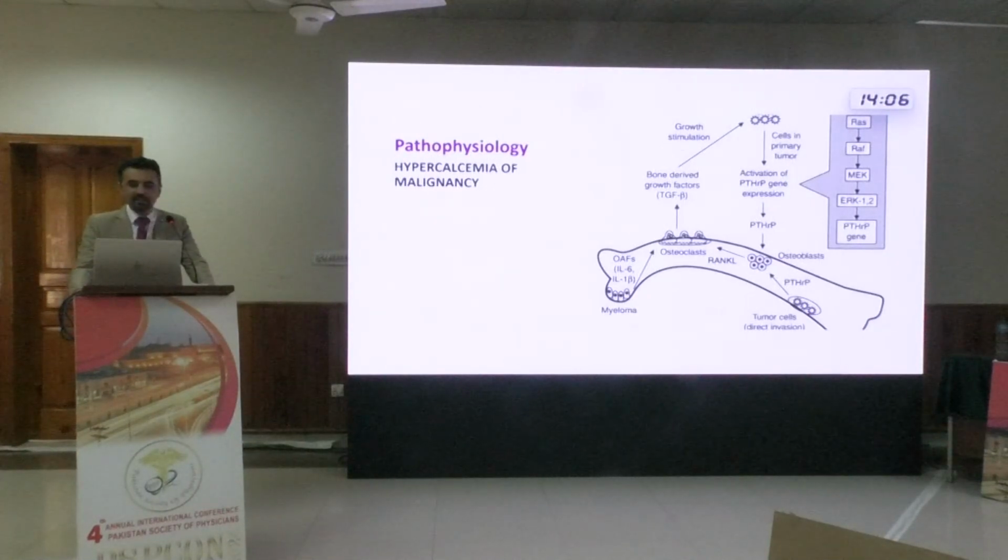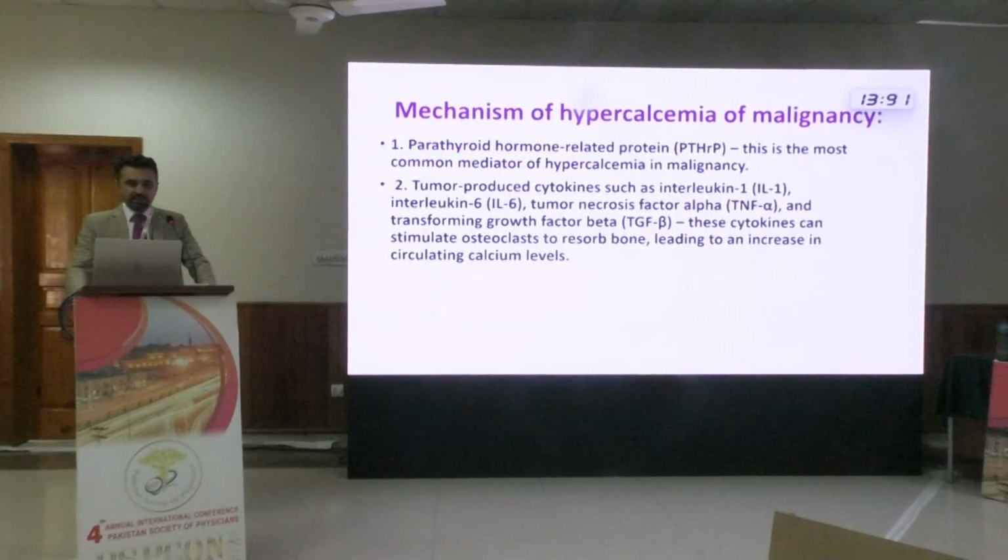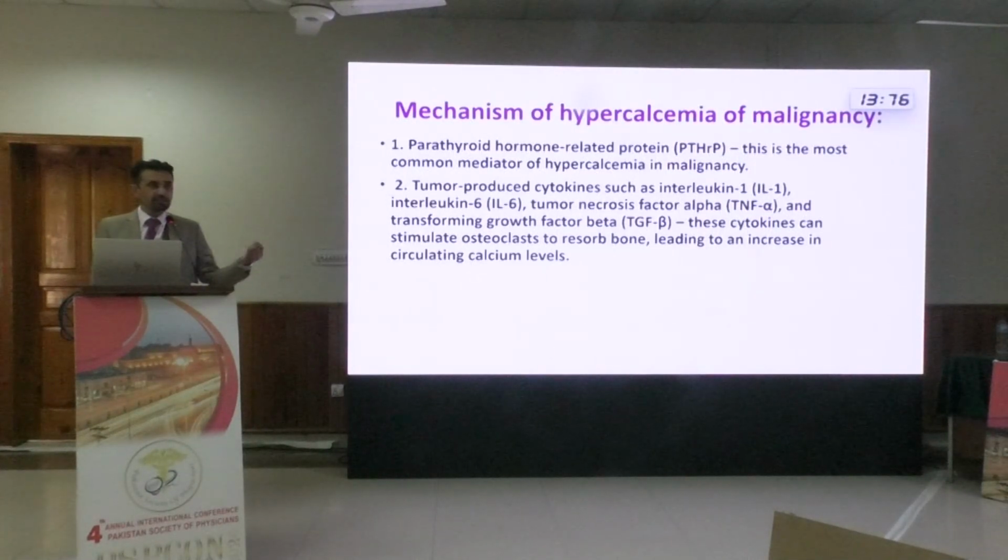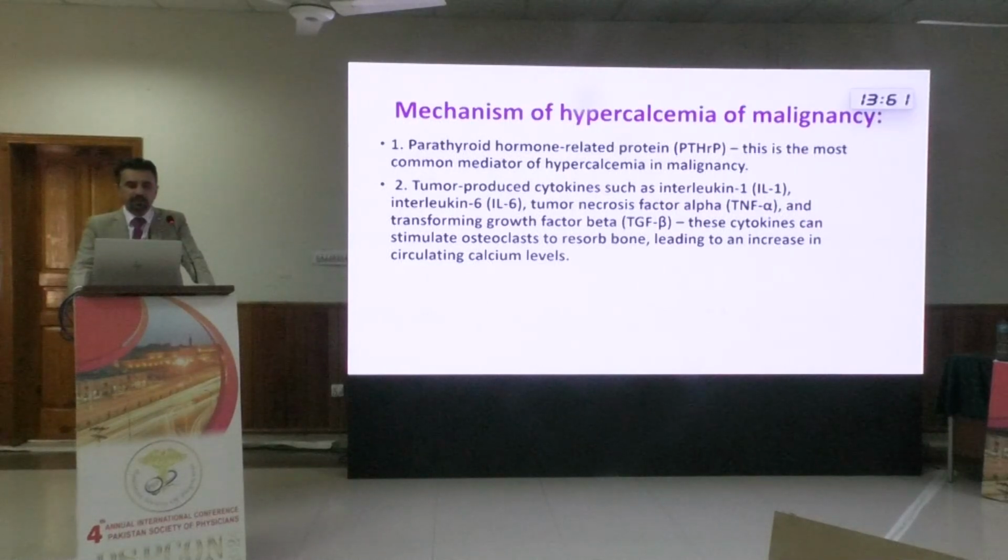So you know all these basics: the osteoblast, how tumor cells secrete PTH-related proteins. I won't go into the details, because mostly this parathyroid hormone-related protein is the most common mediator that tumors secrete, and after that hypercalcemia occurs. Along with it, tumor-produced cytokines like TNF and TGF-like cytokines, but the majority is PTH-related protein.